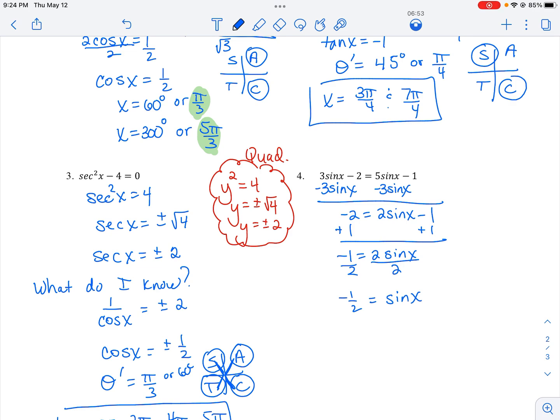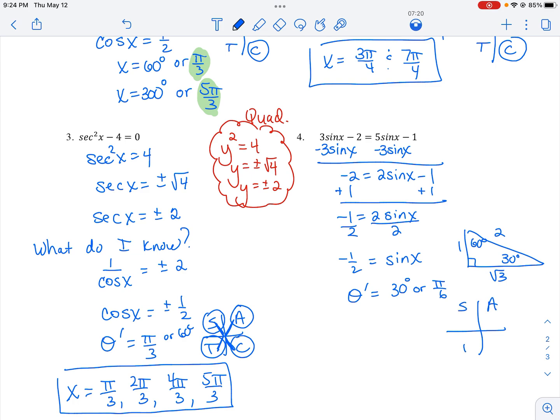All right, so theta prime. Well, I should recognize 1/2 is in a 30-60 right triangle. What would be that reference angle, that sine of what angle would give me 1 over 2? If you said 30 degrees or pi over 6, you're correct.